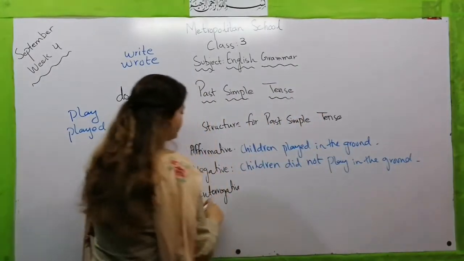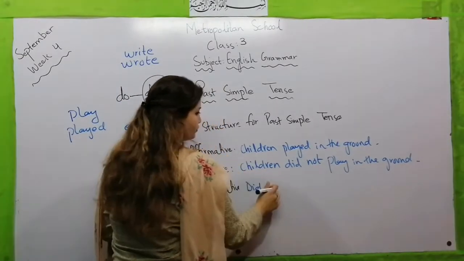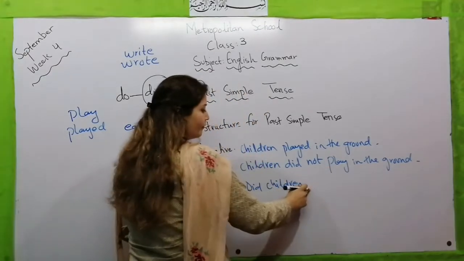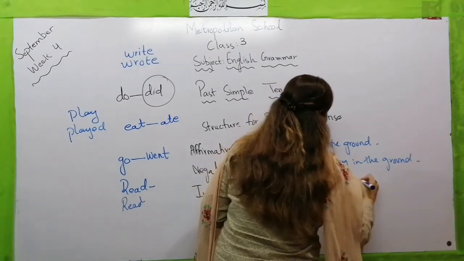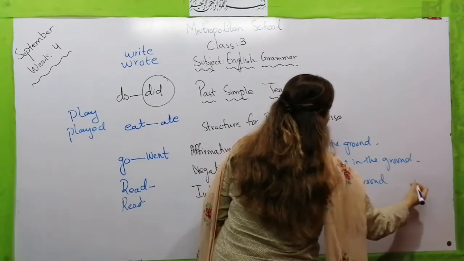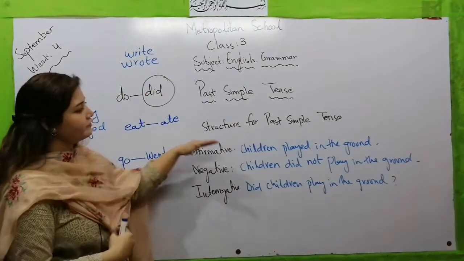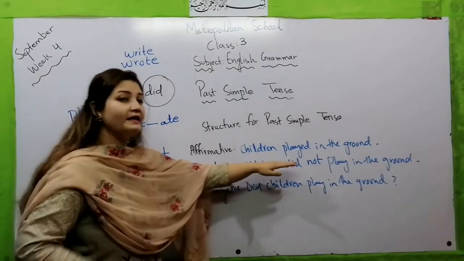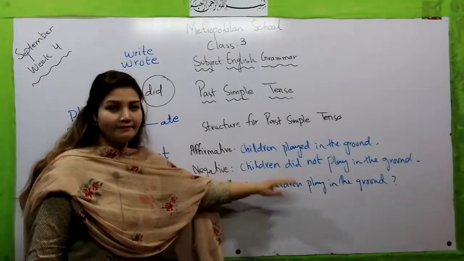ground. And now for the interrogative, did comes first, then subject comes, children, then first form of verb play, and then the object along with a question mark. Affirmative, children played in the ground. Negative, children did not play in the ground. Interrogative, did children play in the ground?